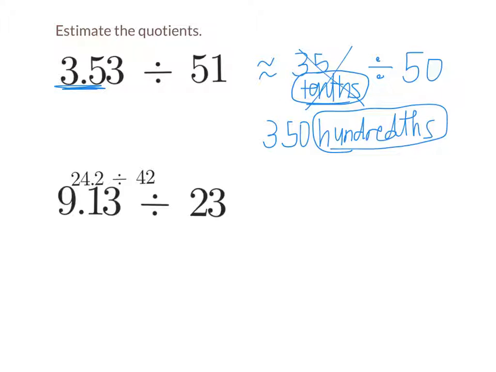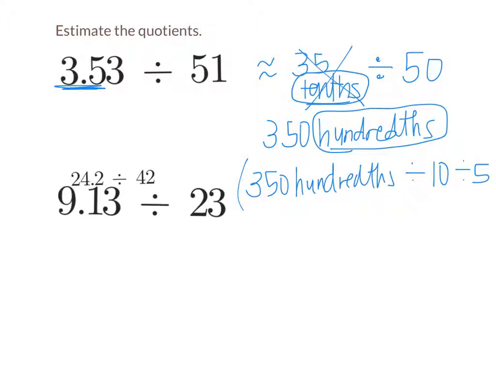Now, what's 350 hundredths divided by 50? Well, let's write it in two steps. We would have 350 hundredths divided by what? 10 divided by 5. Now let's do the first part first. 350 divided by 10, which is what? 35 hundredths divided by 5. Now what's 35 divided by 5? 7. But what's my units?